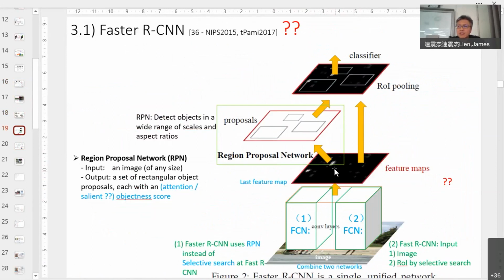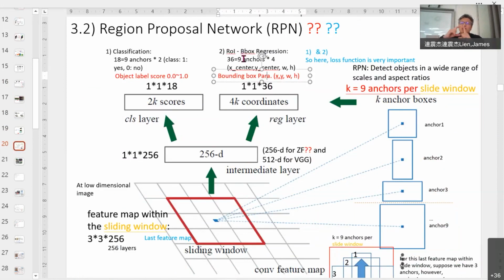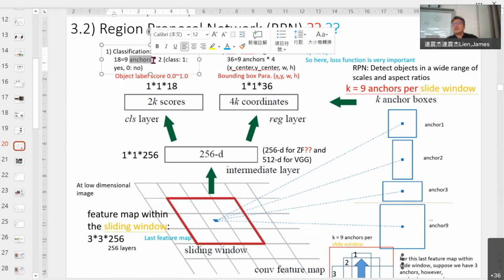Here's 7 by 7 by 512 maps. For the region proposal network, we try to detect the bounding box of the object. We try to classify foreground and background. For the region proposal network, one important thing I want to mention is the anchor. They introduced the anchors. It's very important.